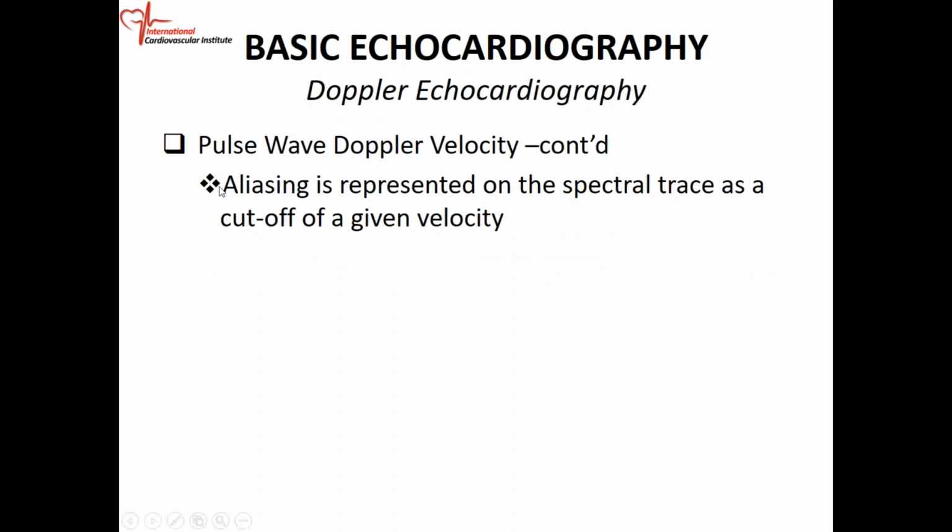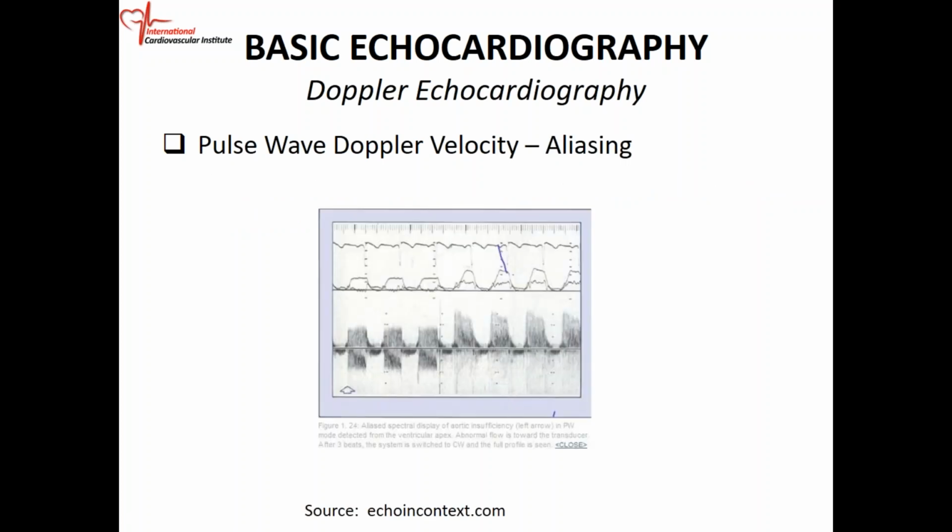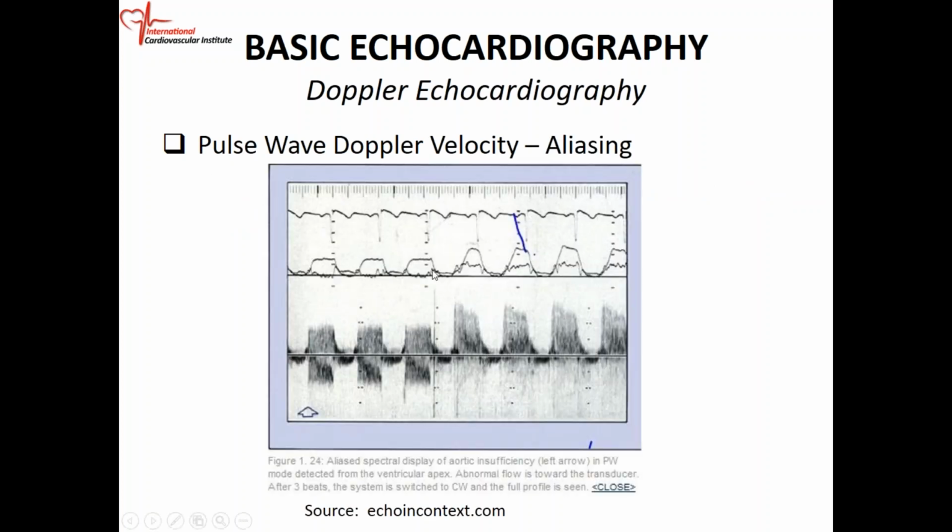So aliasing is represented on the spectral trace as a cutoff of a given velocity. Once it reaches the maximum limit of the pulse wave Doppler, it's going to cut it off. And it looks like this. So if we were looking, this is actually aortic insufficiency. And in aortic insufficiency, you can get, say, 4 meters per second.